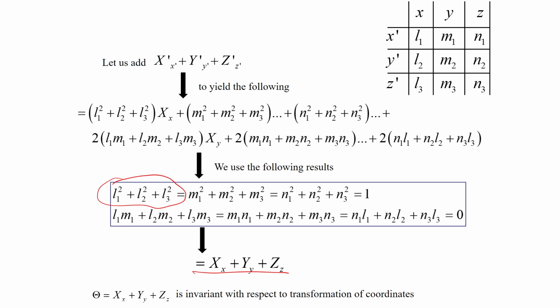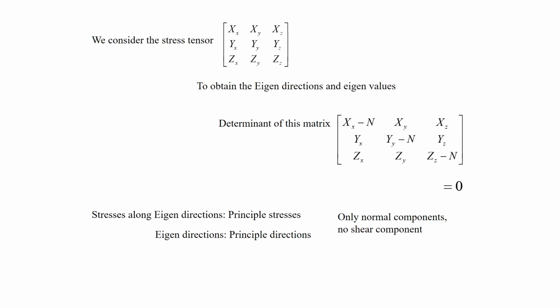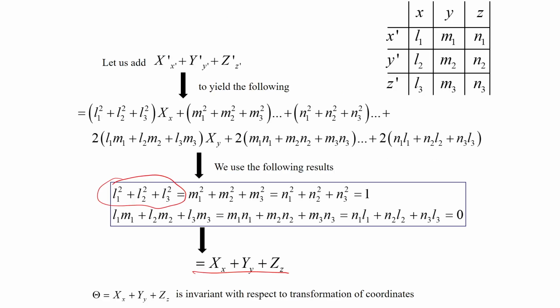So, what it means is that in this particular matrix, xx plus yy plus zz is the summation of the diagonal terms, and the sum of the diagonal terms remains independent of the directions. So, xx plus yy plus zz remains independent of any transformation of coordinates. That is what comes out.